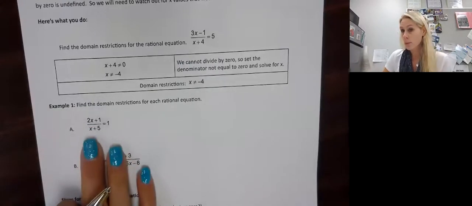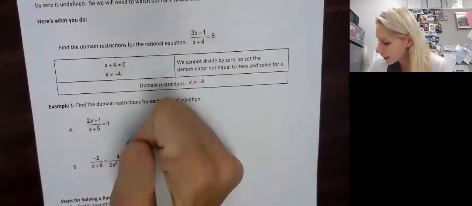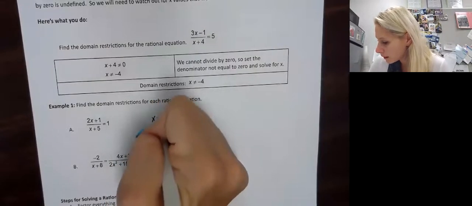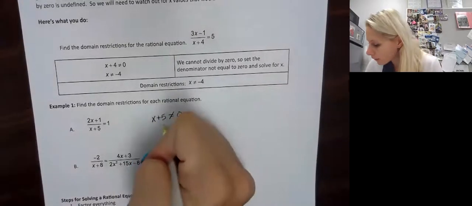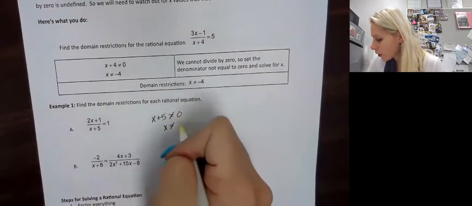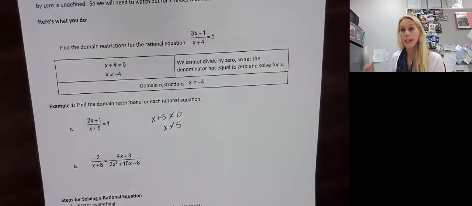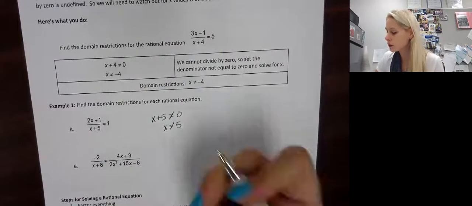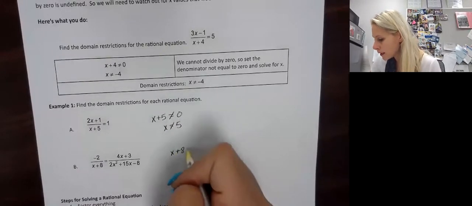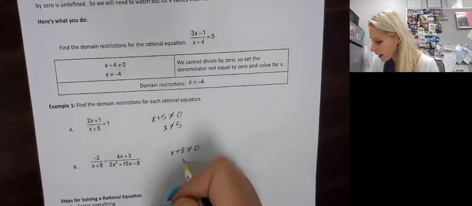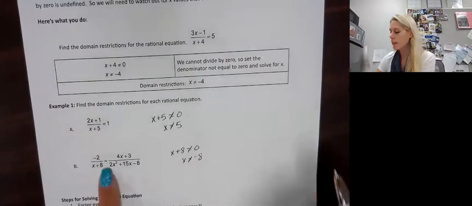So right here, we're just going to practice domain restrictions, not solving yet. x plus 5. So we take our denominator and we set it not equal to 0 because it can't be 0, and then we solve. So for A here, our only domain restriction is that x cannot be negative 5, no matter what, because we can't divide by 0. Here I have two situations. I'm going to do the first one, which is x plus 8 cannot equal 0. So x cannot equal negative 8. We also have a second denominator we have to keep in mind.